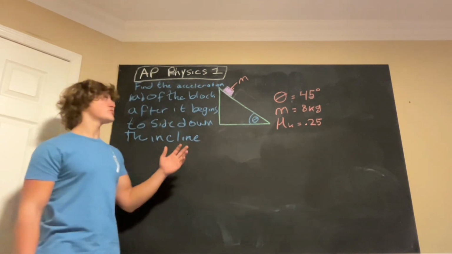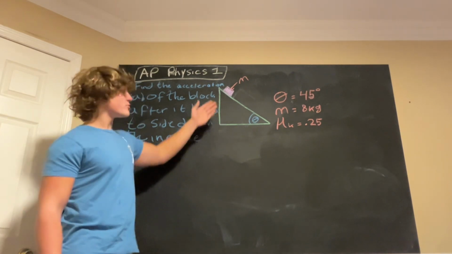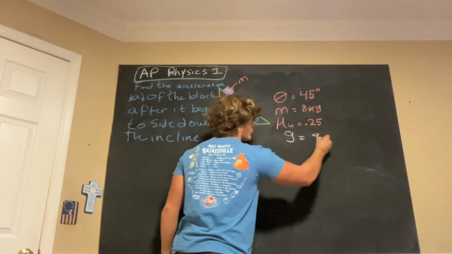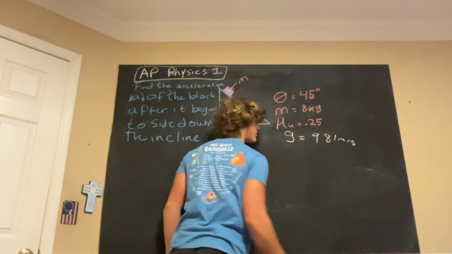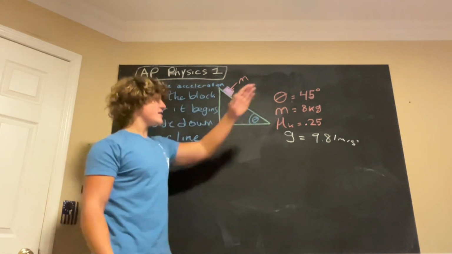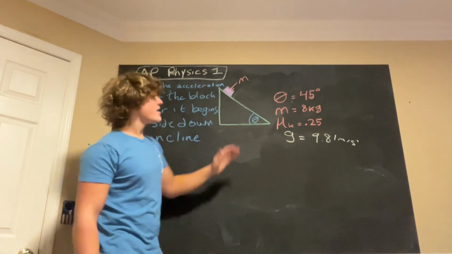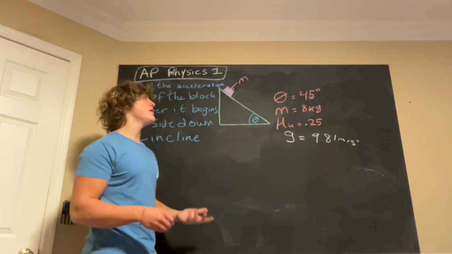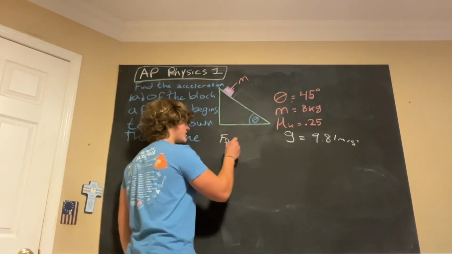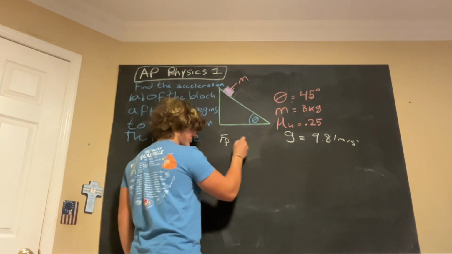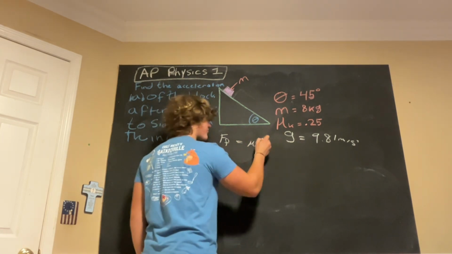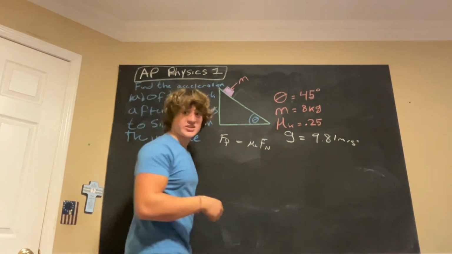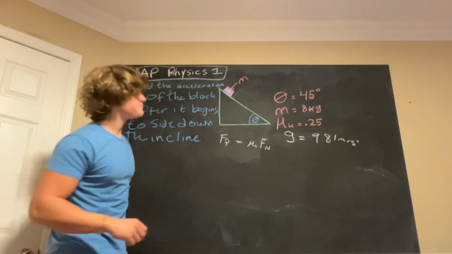Now in this question, you are trying to find the acceleration of an object with mass m. The acceleration due to gravity downwards is equal to 9.81 meters per second squared. The angle of the plane is 45 degrees, and the coefficient of kinetic friction is 0.25. So when the object is moving, the force of friction is equal to the coefficient of kinetic friction times the normal force, which is the force exerted on the block from the plane.